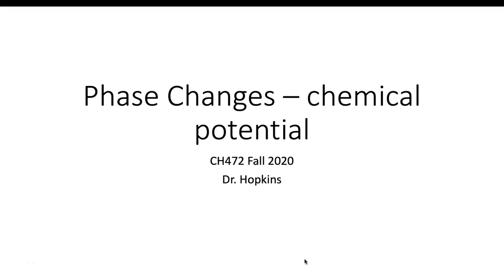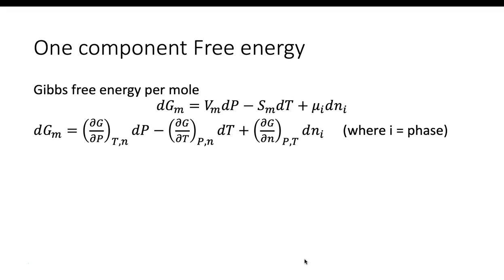Today we're going to discuss phase changes and relate it to the chemical potential, which we learned in the last video. Alright, so for a one component, what I mean by one component is one substance that can have any number of phases. So it could be multiple solid phases, it could be liquid, or it could be gas.